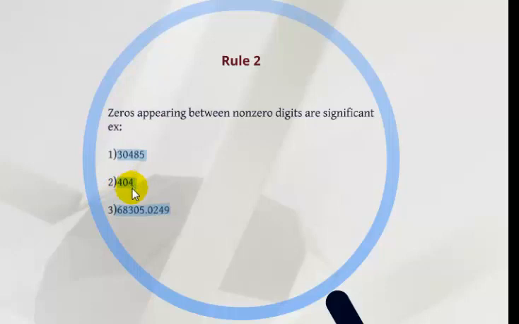404, 3 sig figs. This 0 counts and this 0 counts because both of them are between non-zero digits. So all of these numbers here are significant. There's 1, 2, 3, 4, 5, 6, 7, 8, 9 sig figs in that number.